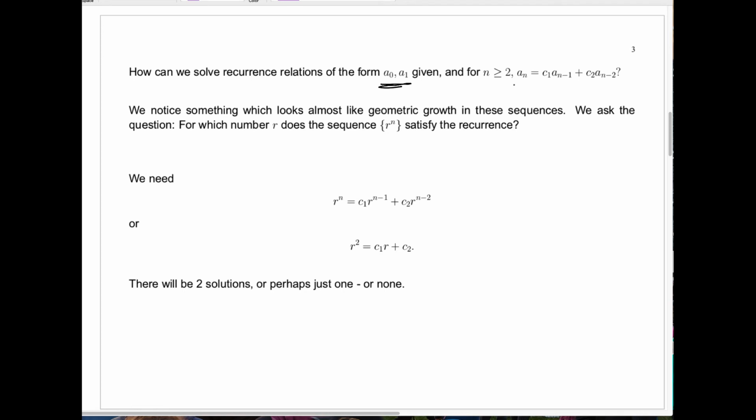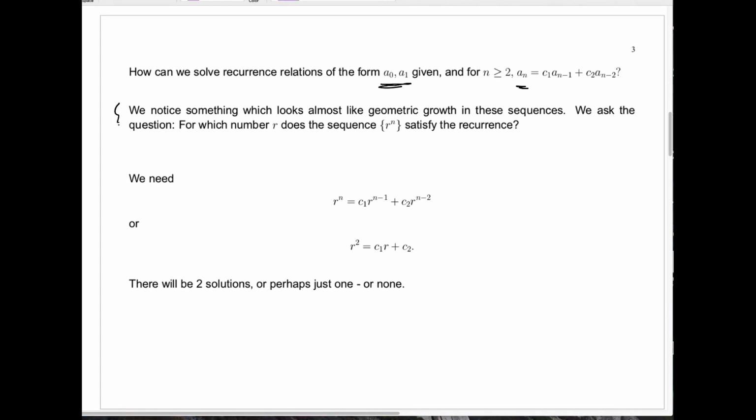And then you tell me the recurrence relation for n greater than or equal to 2, how we express a sub n. In this case, we're going to talk about a linear combination, some constant times a sub n minus 1, the previous term, plus some other constant possibly, times the term before that. So if we have a recurrence relation of this form, is there a way to just get a formula for the nth term?